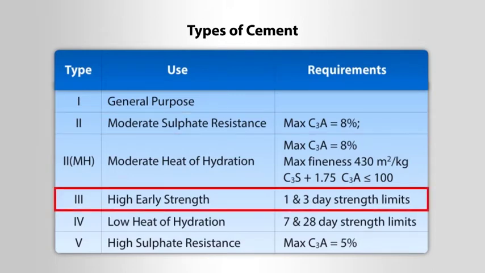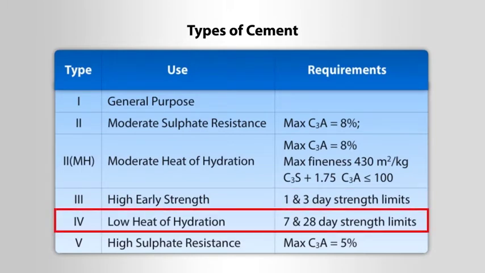A type 3 cement is called a high early strength cement. This gains strength at a much faster rate than a type 1 cement and essentially is used for fast-track construction, for precast construction, and for pre-stressed concrete. A type 4 cement is not really available in the US. It used to be a type of cement that used to be available when we built a lot of dams in the US because heat of hydration is critical in those massive structures.